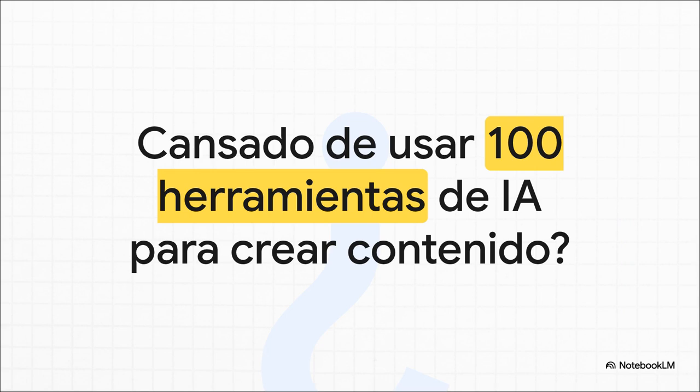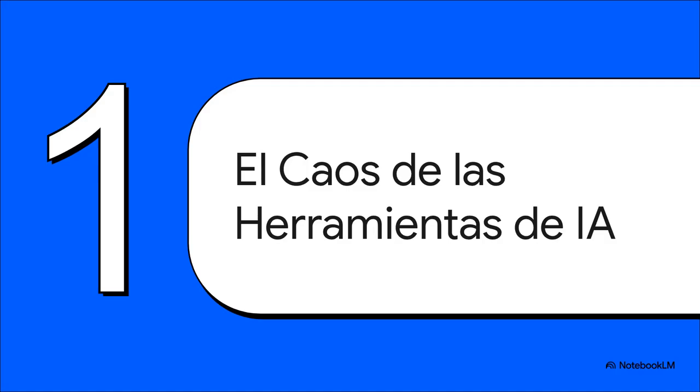I'm sure this sounds familiar, right? You're in the middle of a great creative flow, you've got this awesome idea, and all of a sudden, you're jumping between 10 different tabs, one for the image, another for the video, a third for the audio. It's a complete frustration, isn't it? And that's exactly where we're starting today, the absolute chaos that's taken over the ecosystem of artificial intelligence tools.